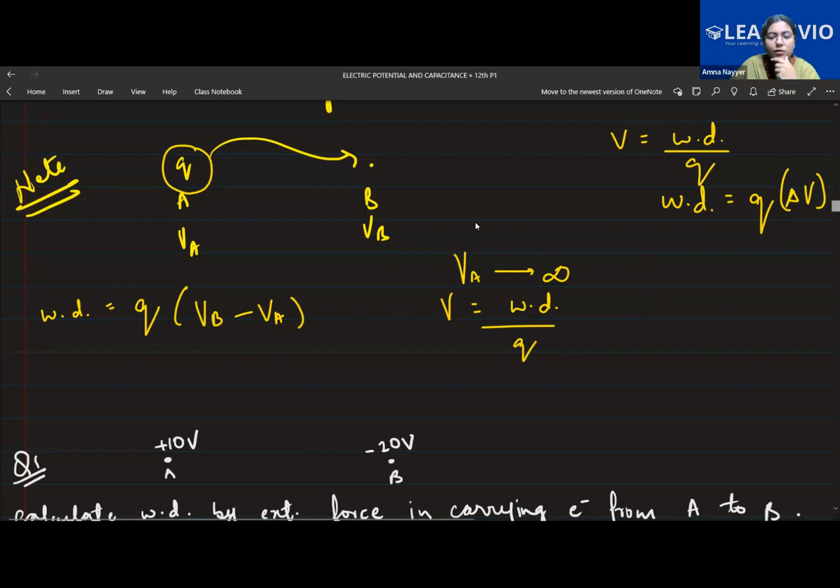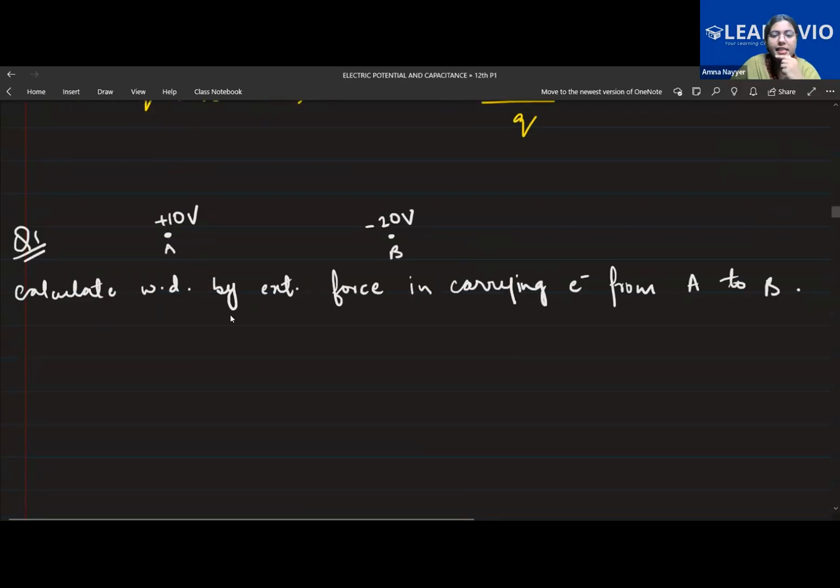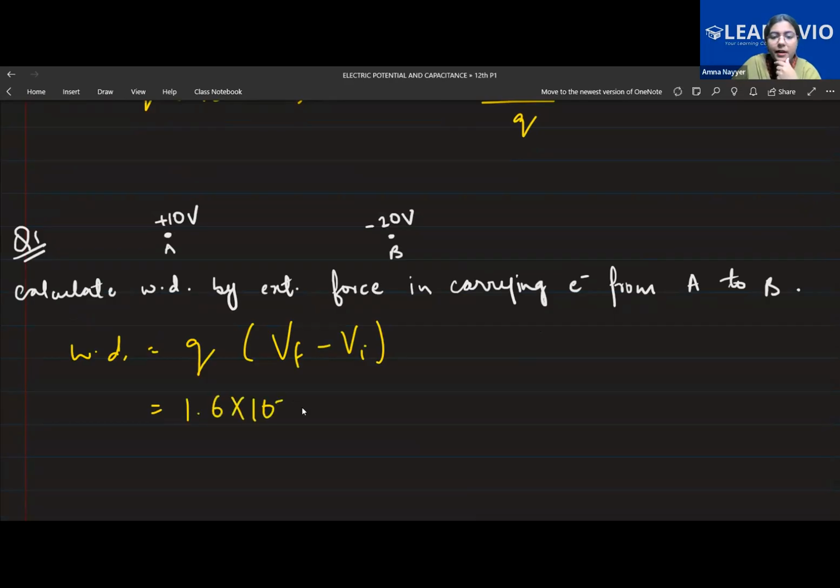Like look at this question. This is a question saying work done by external force in carrying an electron from A to B. So work done is charge into V final minus V initial. This is the formula. Charge of an electron is 1.6 into 10 to the power minus 19 coulomb. Final potential from A to B means minus 20, then minus this 10. So look, this comes out to be minus 30 e. I'm just writing e for the electron charge. This is the value for it.